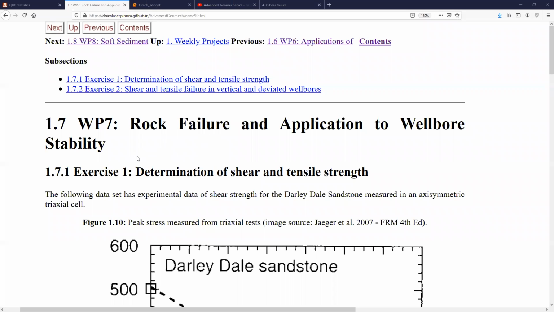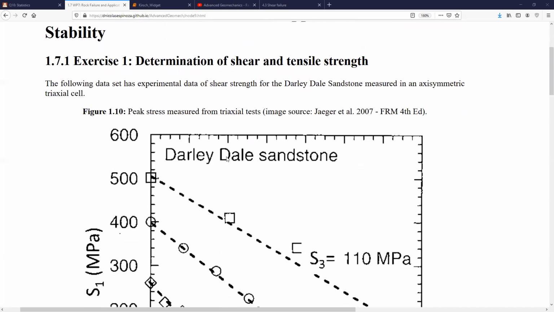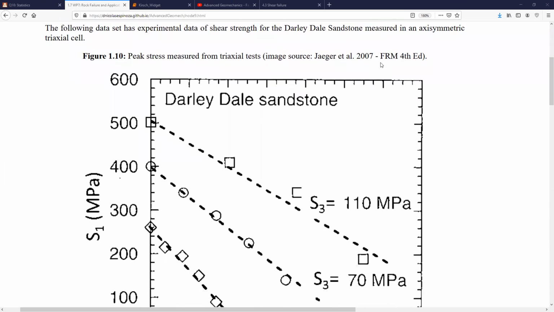All right, this is a guide to solve weekly project number 7, rock failure and application to wellbore stability. The first exercise is about the determination of the shear failure parameters and also the tensile strength for Darley-Dale sandstone, with results of triaxial strength measured in the book of Jaeger, Fundamentals of Rock Mechanics.